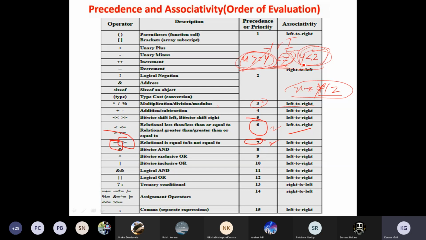Now the result of this may be false or true. If it is true, then we proceed with equal to, and check whether the result is equal to true or not. That is the meaning of that.